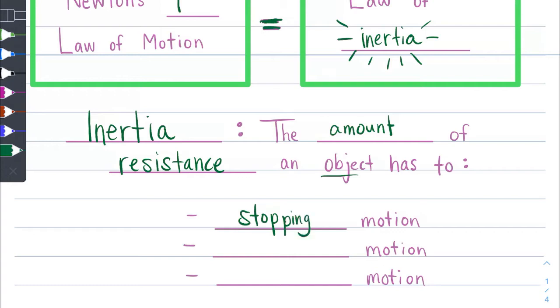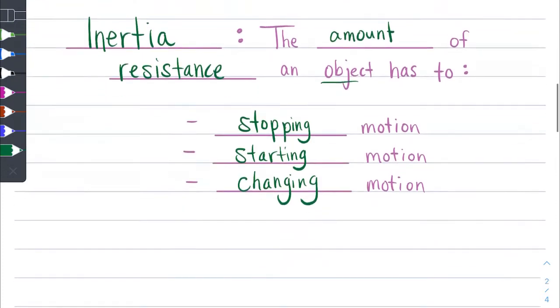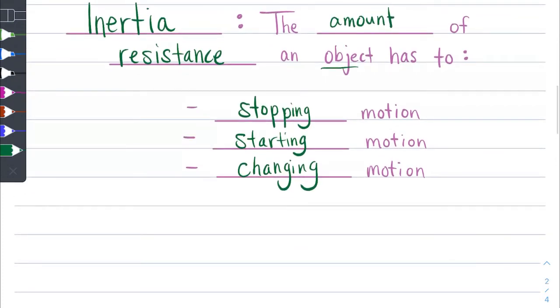for stopping its motion if it's in motion, or maybe even starting its motion if it's not in motion, or if it's in motion, maybe you're not going to stop it, but you want to change its direction. So you're going to be changing the motion. So inertia is the amount of resistance, how hard it is to stop something's motion, to start its motion, or to change its motion. So inertia.